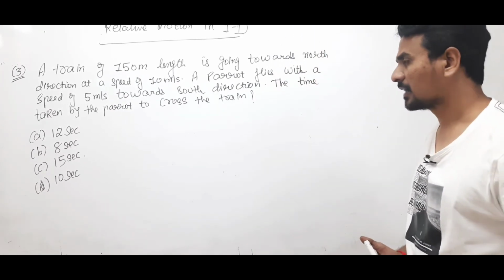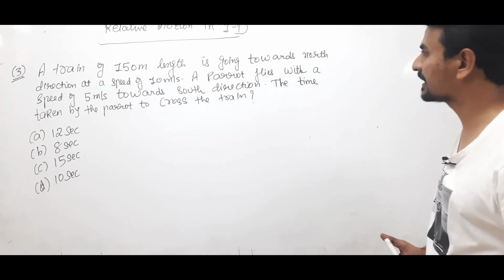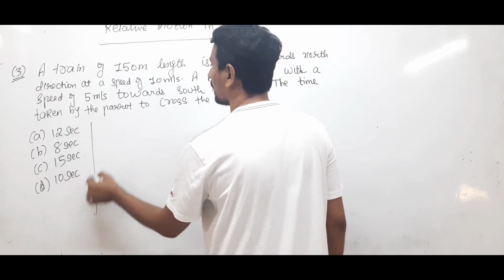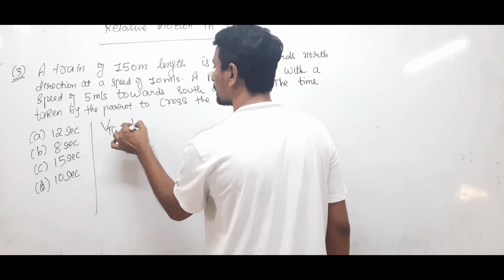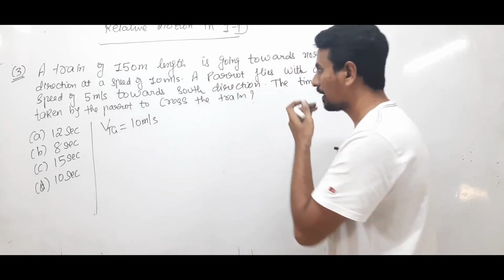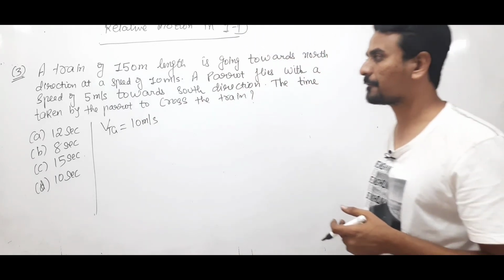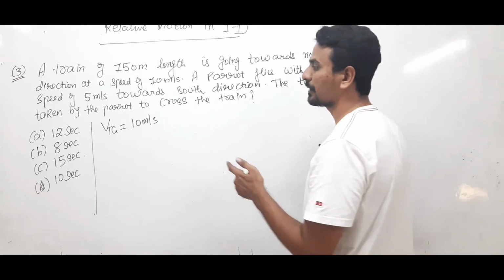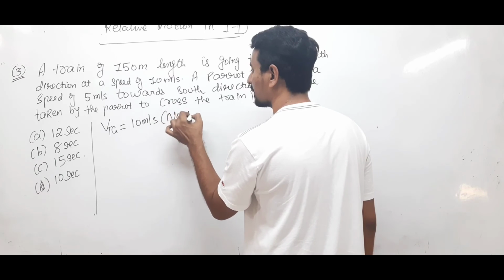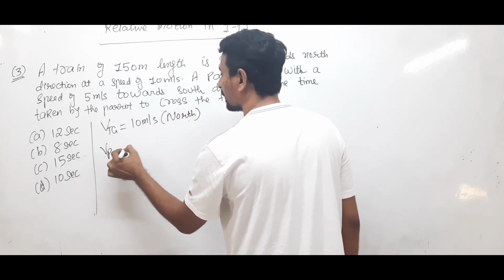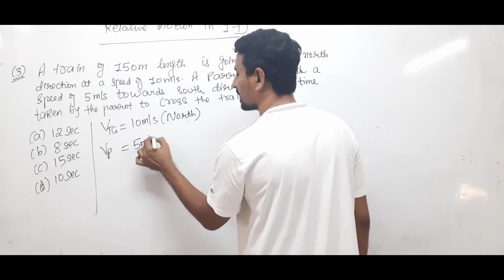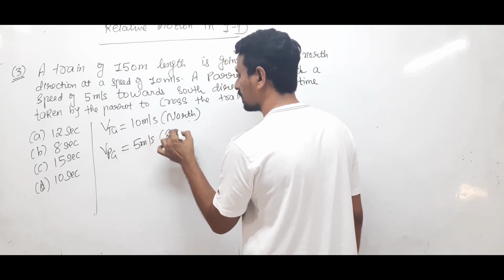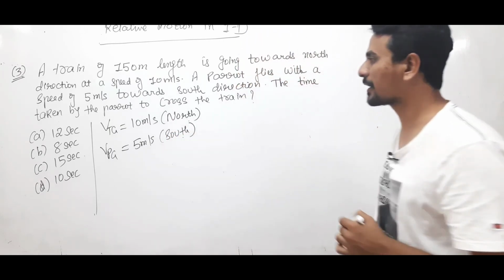Fine. Another one. A train of length 150 meter is going towards north direction with a speed of 10 meter per second. Velocity of train with respect to ground is 10 meter per second. A parrot flies with a speed of 5 meter per second towards south. So that means parrot is moving in opposite direction. The train is moving in north direction. Velocity of parrot is 5 meter per second, not with respect to train, you can say with respect to ground, towards south. Find the time taken by the parrot to cross the train.